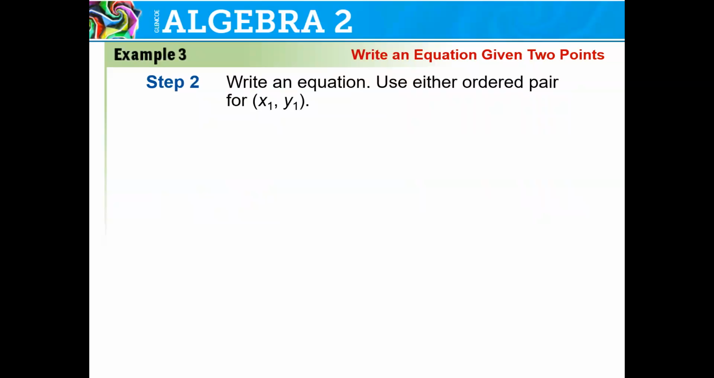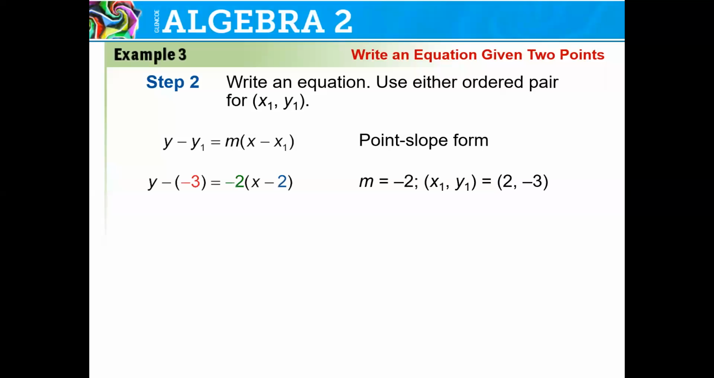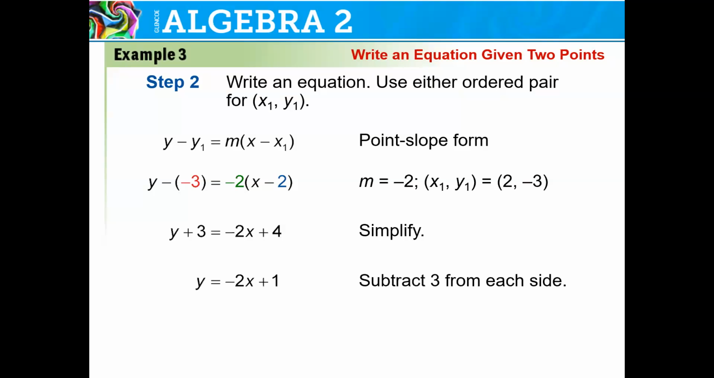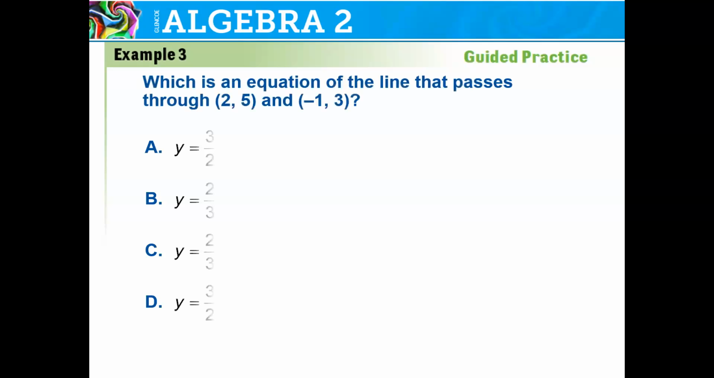Write an equation, use either ordered pair for x1 and y1. Plug it in. Simplify. So y plus 3 is equal to -2x plus 4. Now we need to isolate the y variable, so we're going to subtract 3 from both sides. And we are left with y is equal to -2x plus 1, which corresponds to answer D.